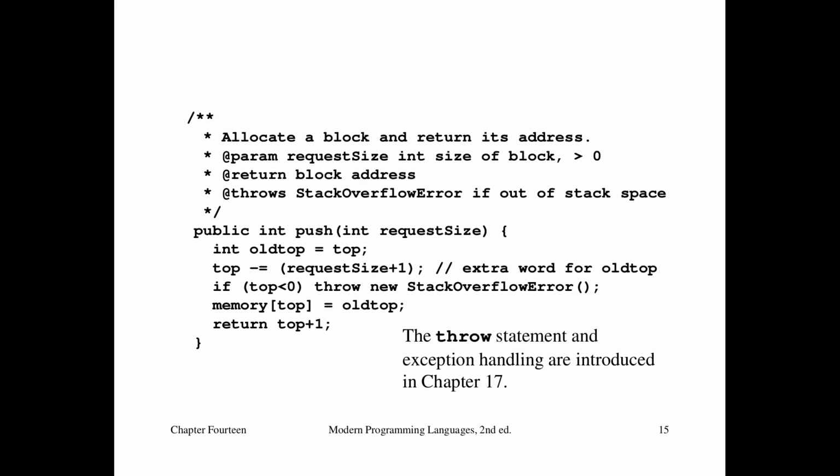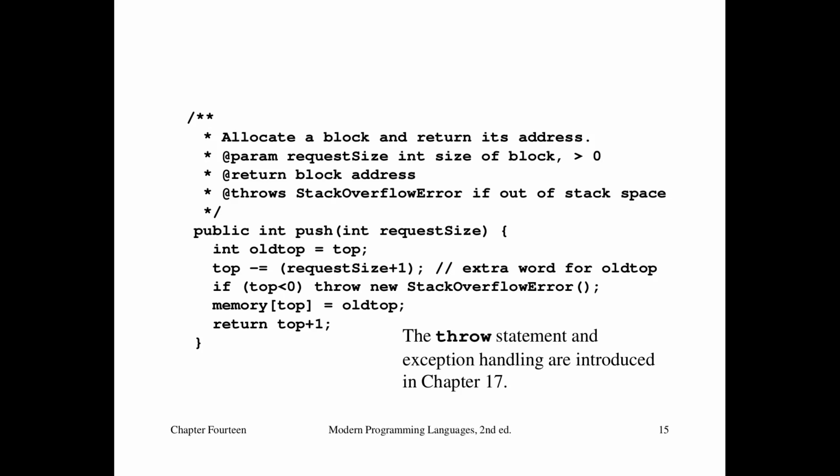So we have to have our allocator. If we want to allocate a block and return its address, we need to know how many blocks we need, and then we're going to return the address of that block, and throw a stack overflow error if we're out of stack space. So if we call push, we say our old top is equal to our current top. Then top minus equals the request size plus 1, because we need that extra one where we're going to record the previous top.